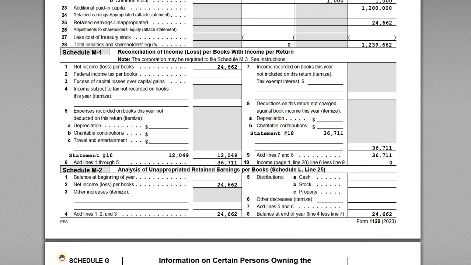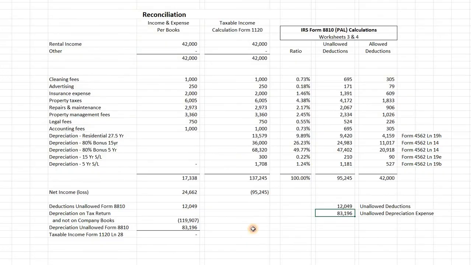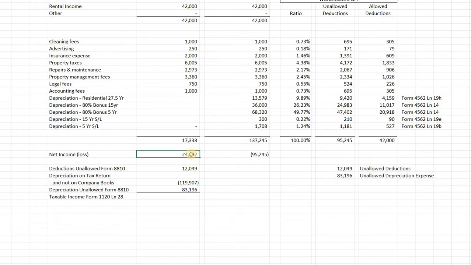So we need these reconciliation items. So what do we enter here? If we look at this worksheet, we've summarized the amounts here. So our net income or loss per books is the $24,662. We have deductions that are on the books that are being unallowed via the Form 8810, so the PAL limitation. So this amount, the $12,049, is the unallowed deductions, and these are the deductions that are not the depreciation. Okay, so I've separately stated those. So we have an add back for deductions unallowed.